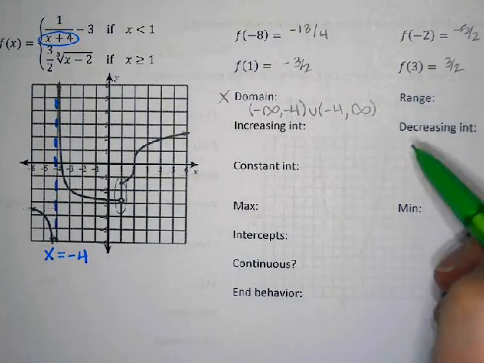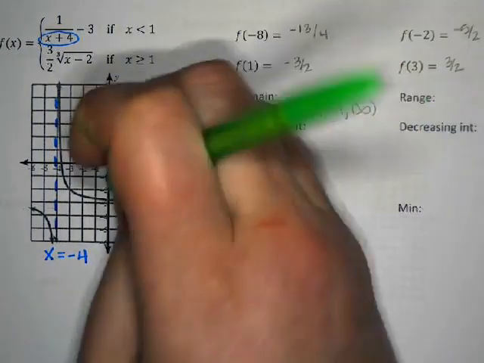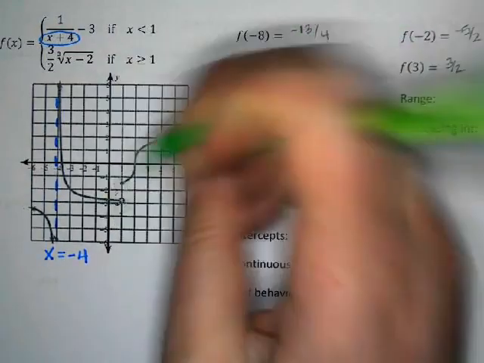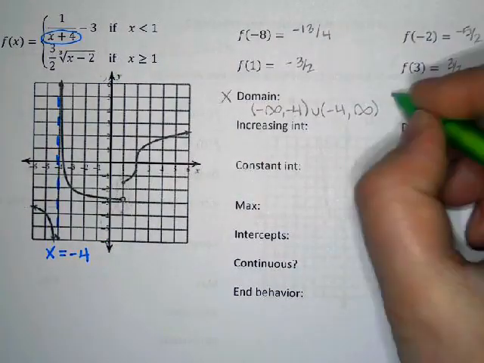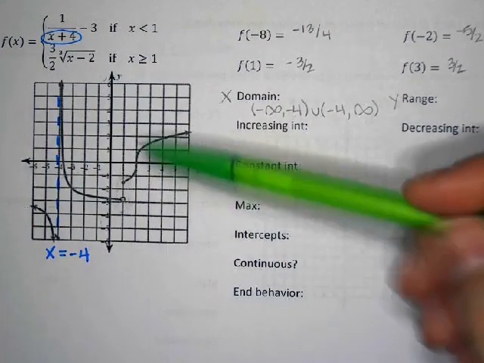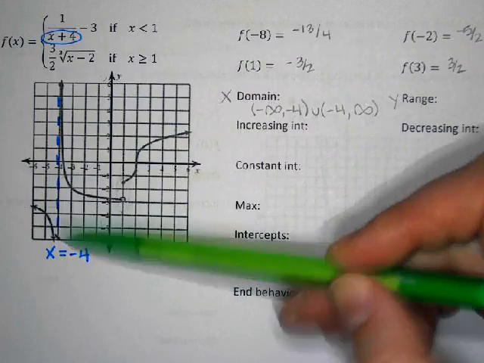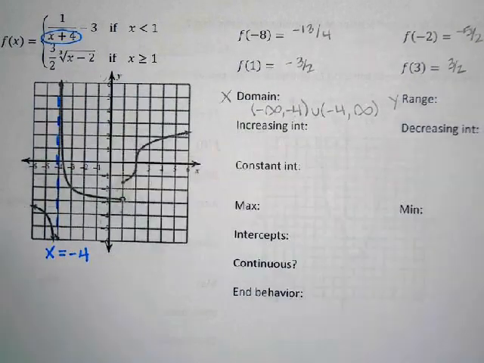For the range, we're going to go from down to up. So if we look from the bottom to the top, because we're talking about the y values here, at the bottom I see an arrow. At the top I see an arrow, so I'm starting off with negative infinity to positive infinity. That's what I'm starting with.